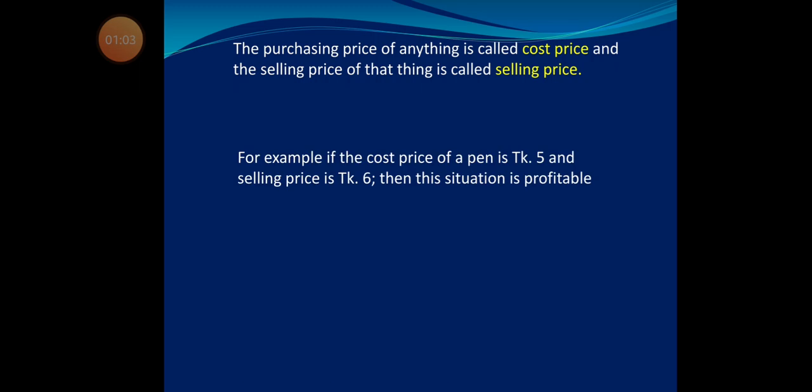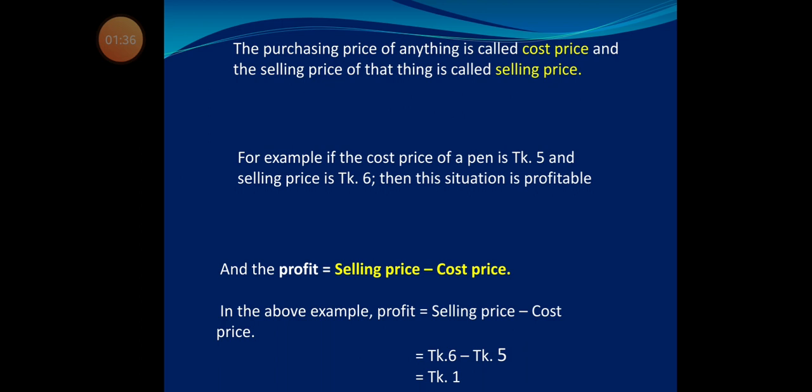Suppose the cost price of a pen is taka 5 and the selling price is taka 6, and the selling price taka 6 is higher than the cost price taka 5. This situation is profitable as the selling price is higher than the cost price. And when the selling price is higher than the cost price, the process of finding the profit is to subtract the cost price from the selling price. That means the profit is equal to selling price minus the cost price. In this case, the profit equals taka 6 minus taka 5, which is taka 1.